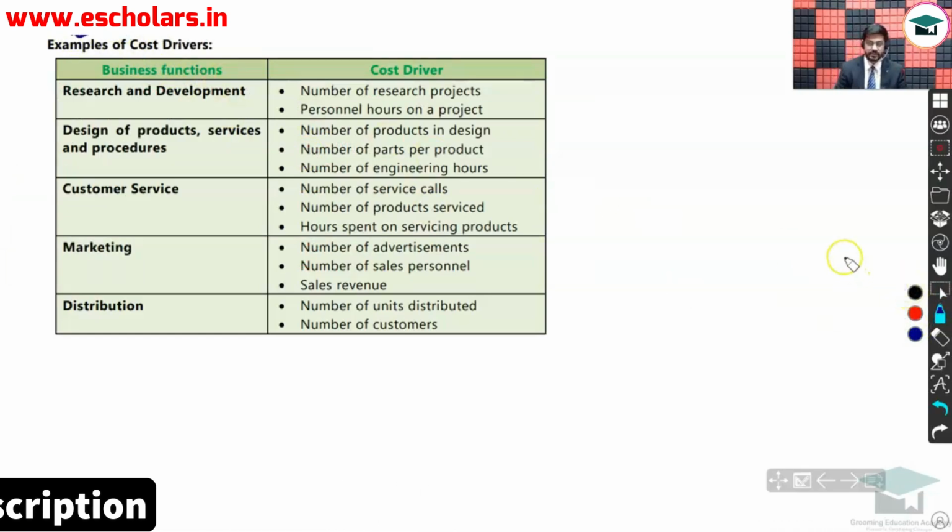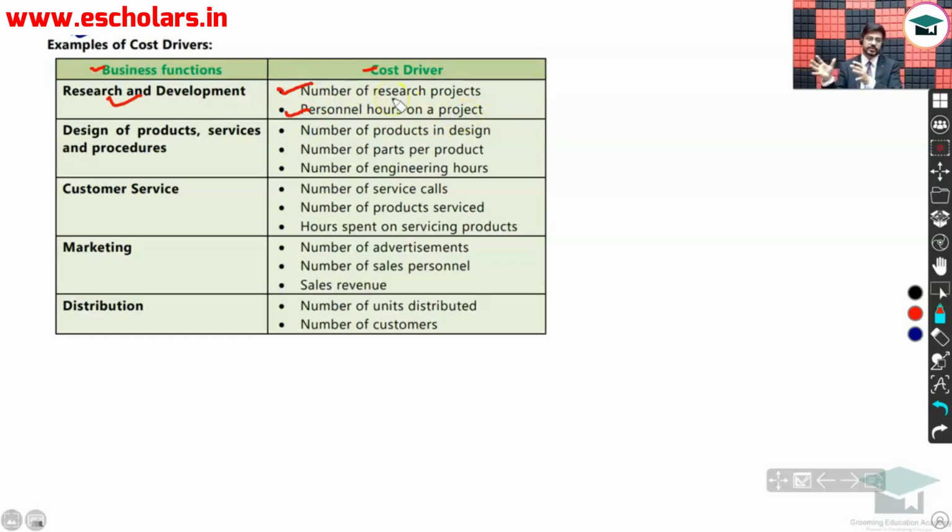These drivers also you have to remember. So, business functions and their cost drivers. Research and development: any cost related to research and development, the drivers will be the number of research projects you have and the personnel hours on a project. So on the basis of how many research projects you are handling, you can absorb your research and development cost, and also on the basis of how many personnel hours are delivered on a particular project.